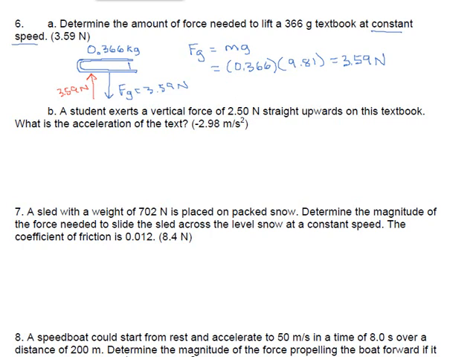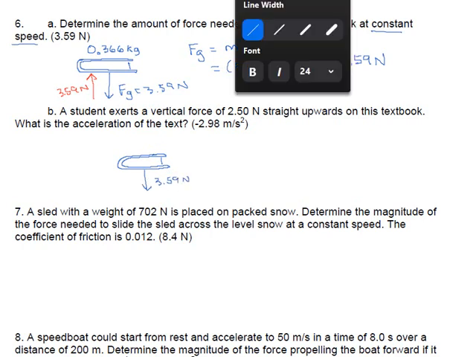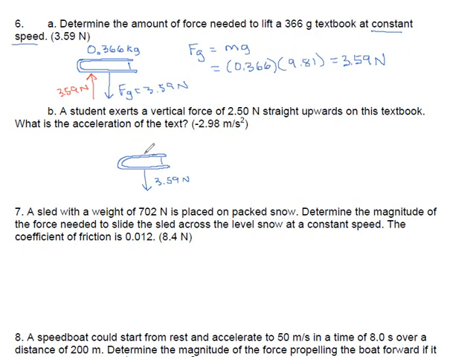Now, same book. They're changing things up here. We still have our book. I don't know why I keep drawing the cover and the pages. It just feels good. The weight of the book is 3.59 newtons. Earth pulls down with that amount. And now this slightly wimpy student is generating not enough force on the book. We said 3.59 would hold it up. They're only producing 2.5 newtons upward. In other words, they're kind of letting it fall.